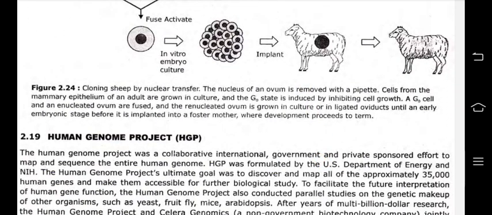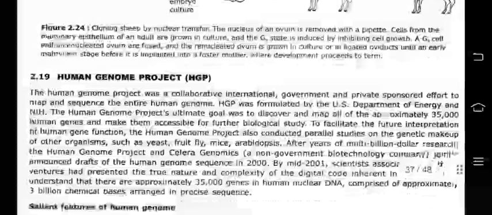Cloning sheep by nuclear transfer. The nucleus of an ovum is removed with a pipette. Cells from the mammary epithelium of an adult are grown in culture and the G0 state is induced by inhibiting cell growth. A G0 cell and an enucleated ovum are fused and the fused cell is grown in culture or in ligated oviducts until an early embryonic stage, before it is implanted into a foster mother, where development proceeds to term.